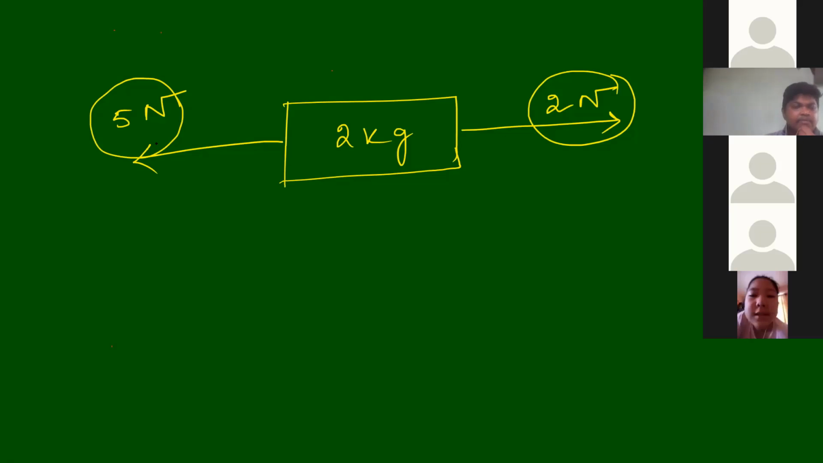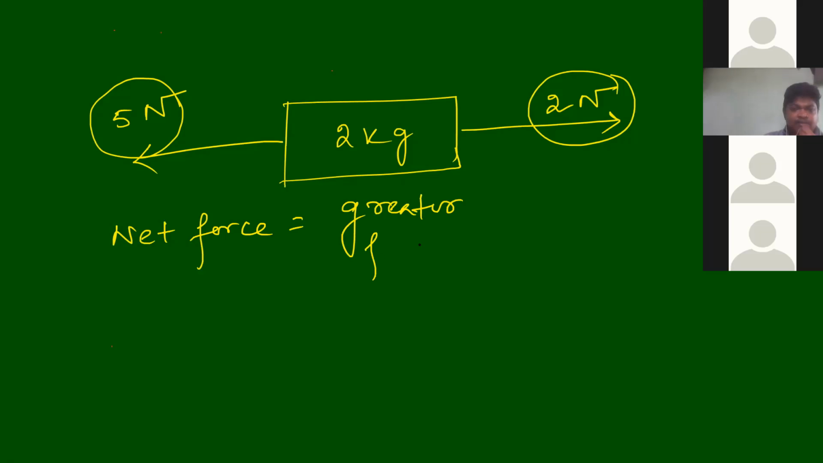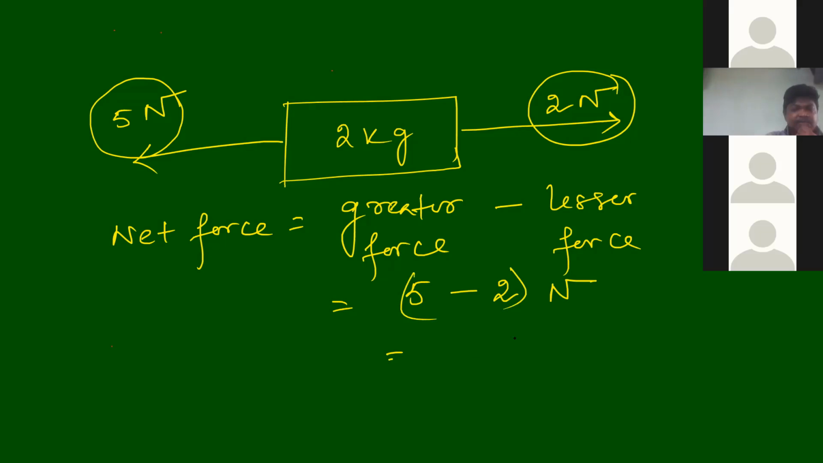So, whenever 5 Newton is greater, what should the net force be and how do we calculate it? The net force should be calculated as greater force minus lesser force. Now, what is the greater force here? That is 5 Newton, right? And the lesser force is 2 Newton. So when they are subtracted, we get the net force as 3 Newton, right?